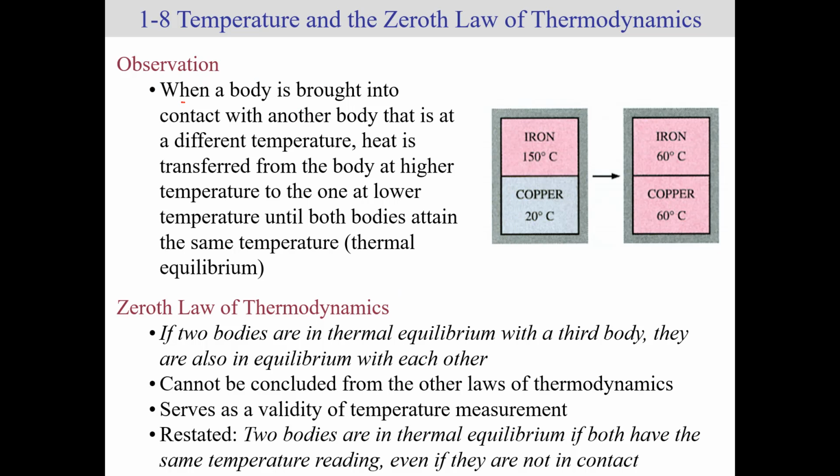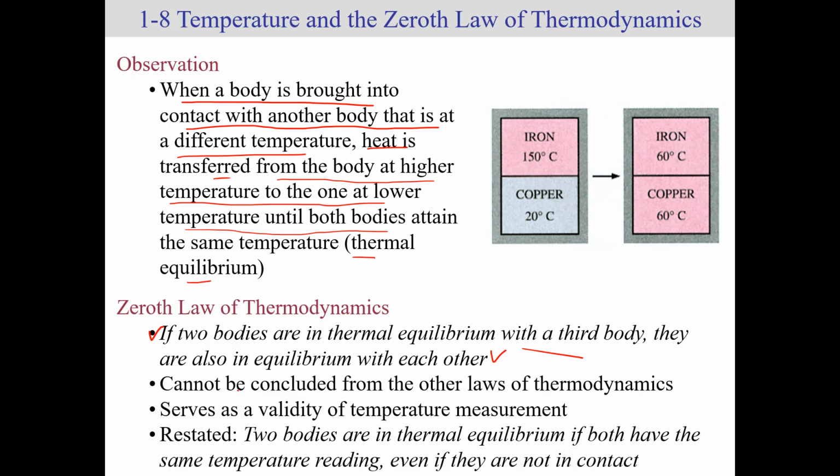When a body is brought into contact with another body that is at a different temperature, heat is transferred from the one at higher temperature to the one at lower temperature until both bodies attain the same temperature, right? Thermal equilibrium. This is the zeroth law. Basically, the zeroth law states that if two bodies are in thermal equilibrium with a third body, they are also in equilibrium with each other.